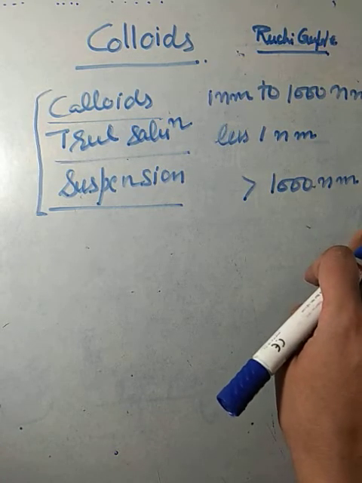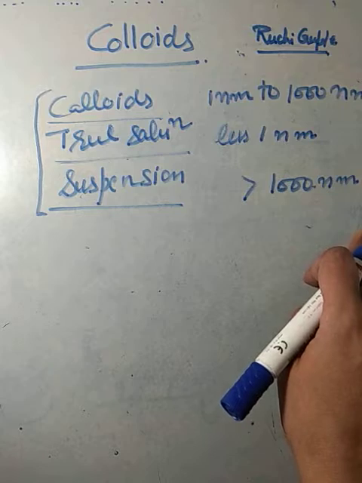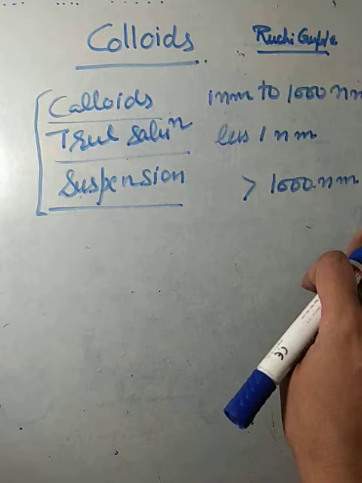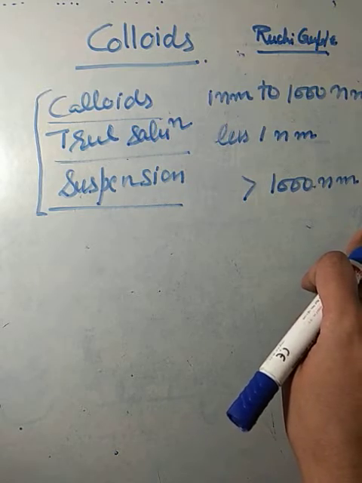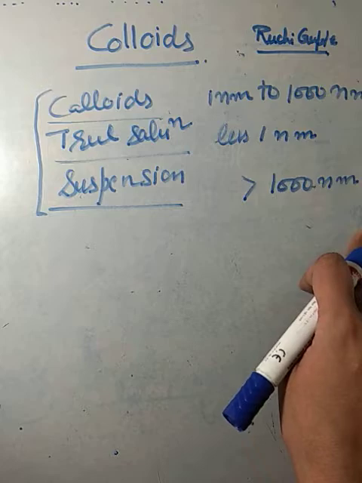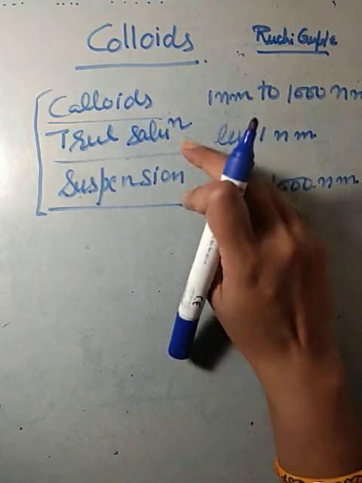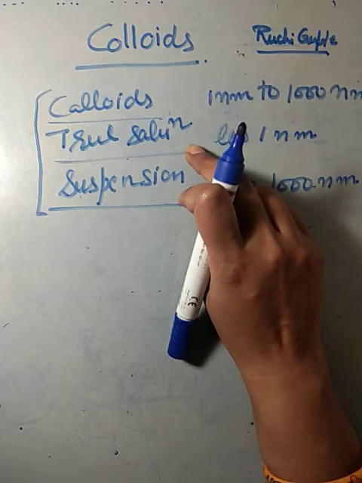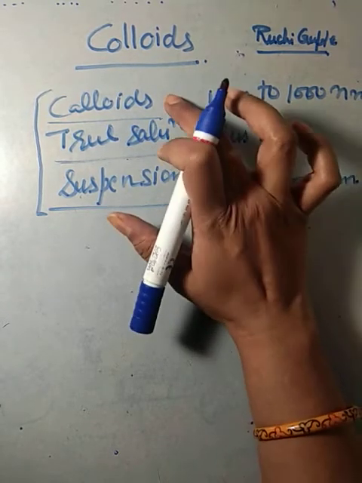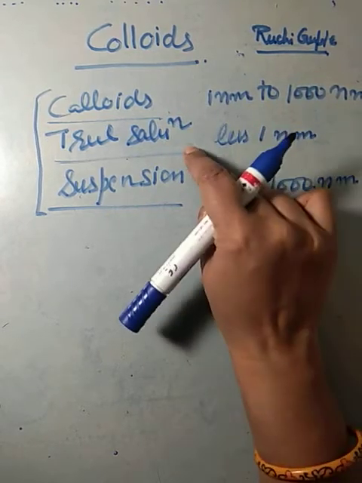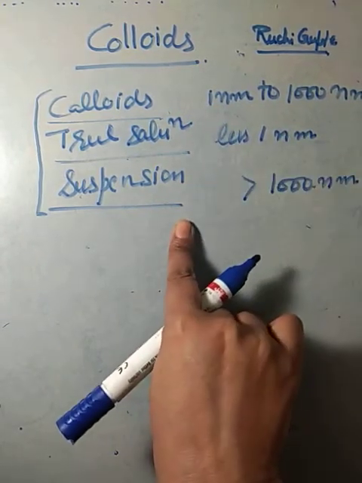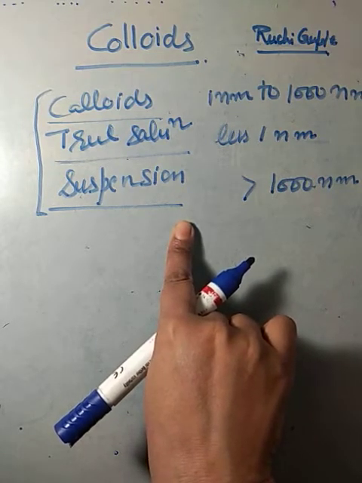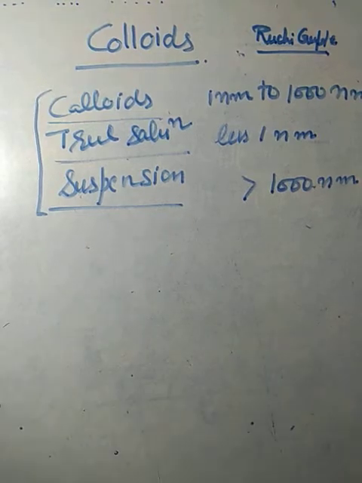Now the colloidal state of matter is a state in which the size of the particle is such that they can pass through the filter paper but cannot pass through animal or vegetable membrane. As you see, a true solution can pass through the filter paper as well as the animal and vegetable membrane, but colloids cannot pass through the animal or vegetable membrane, while suspension particles cannot pass through the filter paper as well as the animal membranes. So these are the three types of solution.